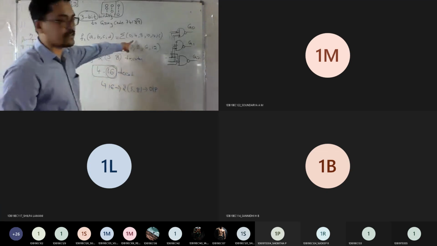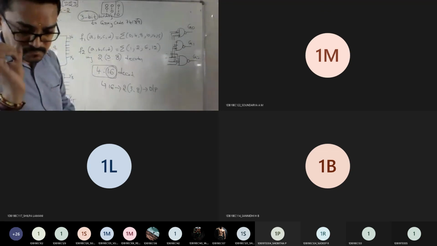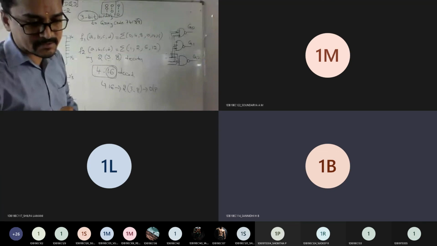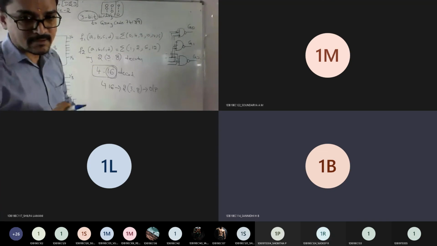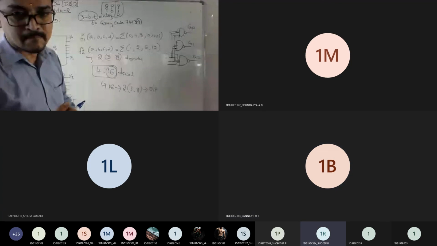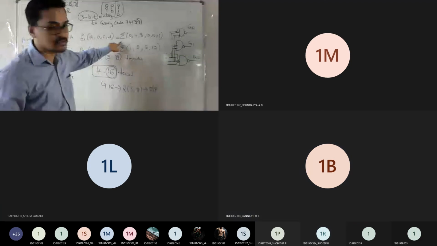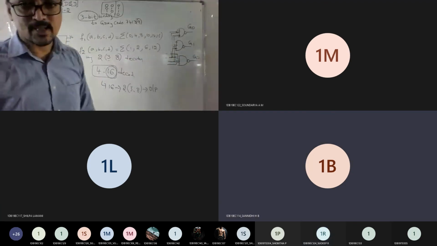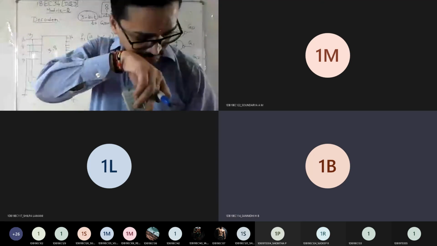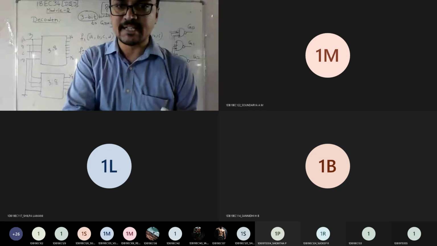So whatever they are given, just connect to which gate? OR gate. Is it active low or active high? Active high. Active high means you are picking minterms. Yes, sir. SOP form means which gate? OR gate. Correct? Yes, sir. Did everyone understand?